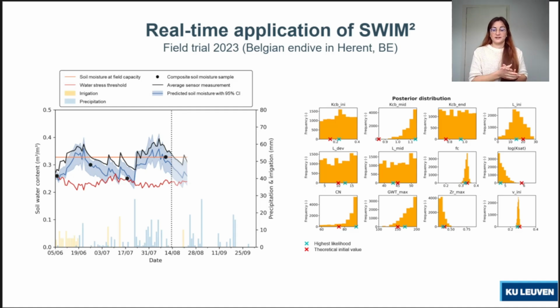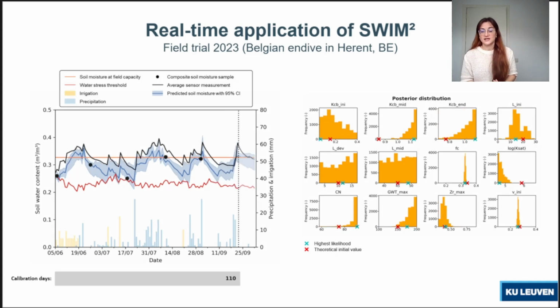Now, let's say we are the 13th of August. At that point, we have 70 days of data available, and these data are used to calibrate the model. The resulting parameter estimates are shown on the right. So we have 12 parameters that are estimated here. Now, from here on out, our soil moisture can also be predicted for the next days, and the probability of soil moisture crossing the critical threshold is computed. And based on this prediction, irrigation is planned.